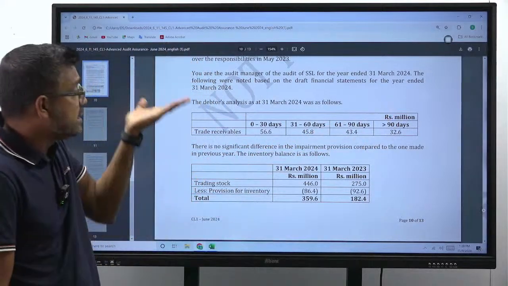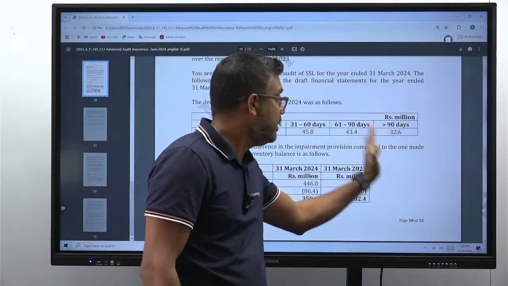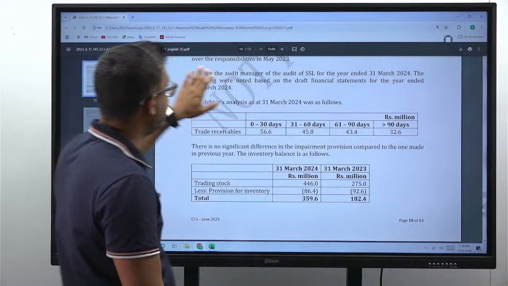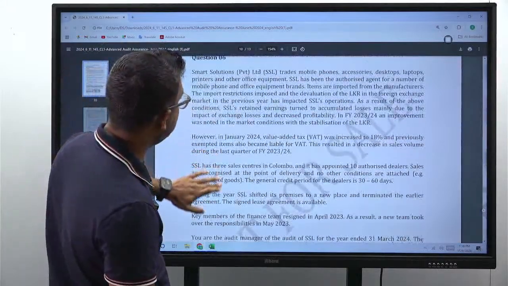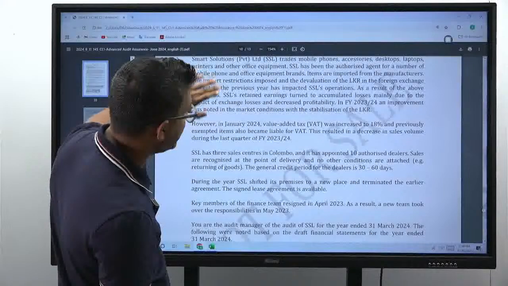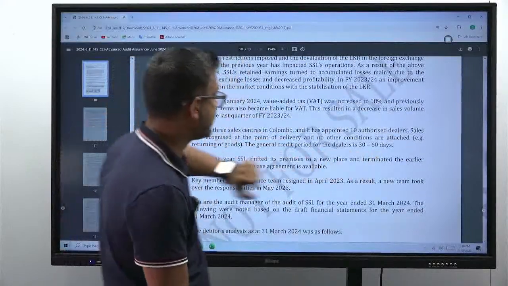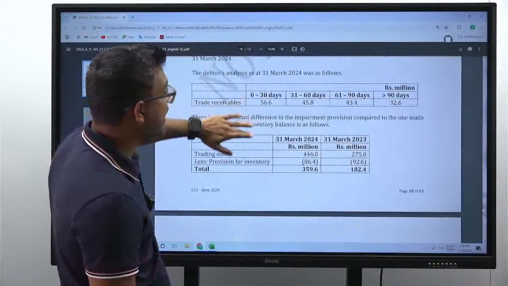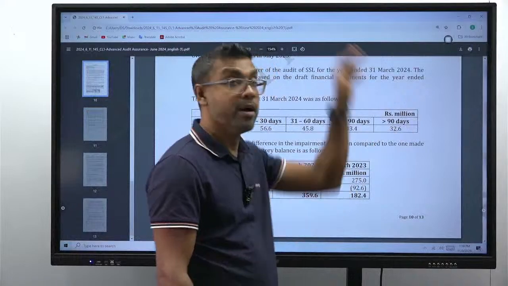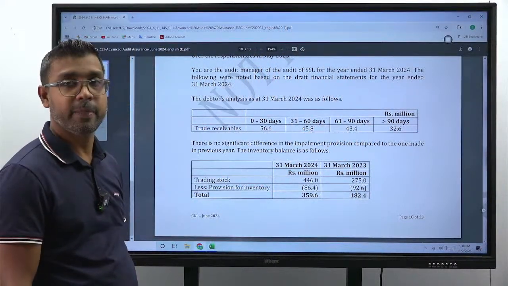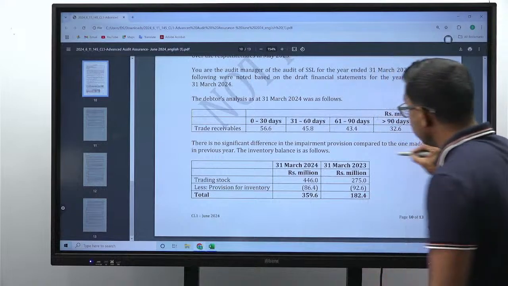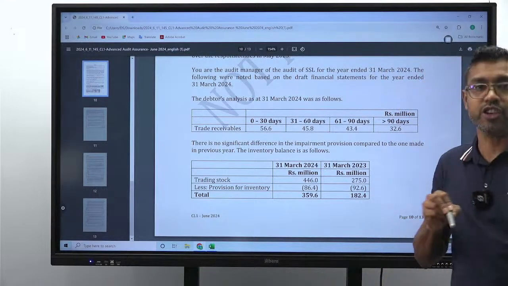Now debtor balance has accumulated in the more than 90 days bucket. We are giving a 30 to 60 day credit period. That was given in the question somewhere. Let me show you. 30 to 60 days credit period. But a significant amount of receivable is there in the more than 90-day bucket. The recoverability of this is a question.